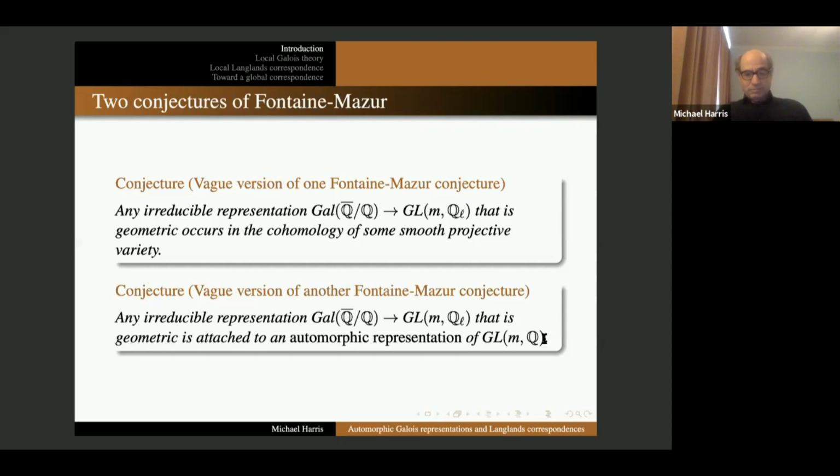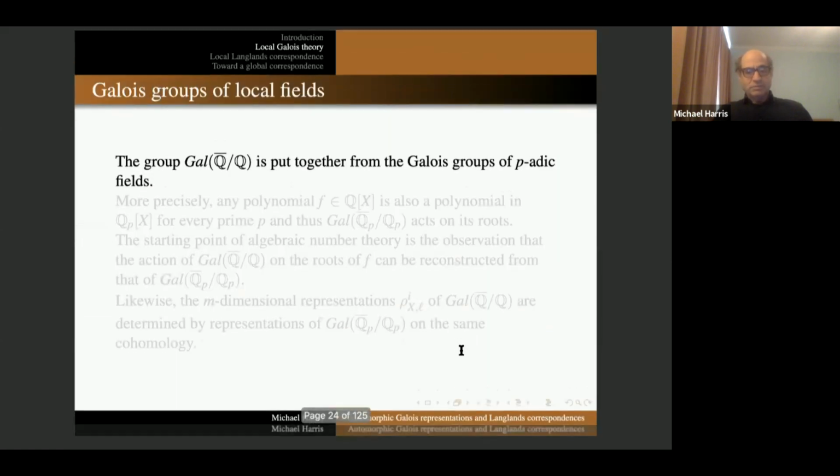All right, and you can actually put these two together. It says that any representation that is attached, in whatever way that means, to an automorphic representation actually comes from a smooth projective variety. So all these things are connected: the Galois group of the rational numbers, cohomology of smooth projective varieties, and these automorphic representations. All right, I'll try to make this more precise.